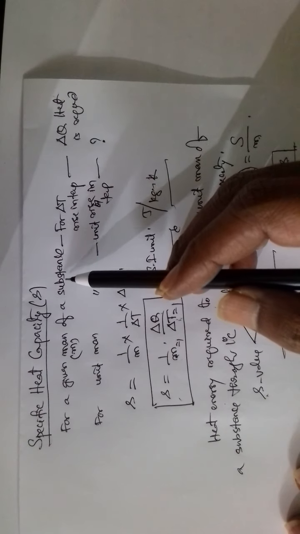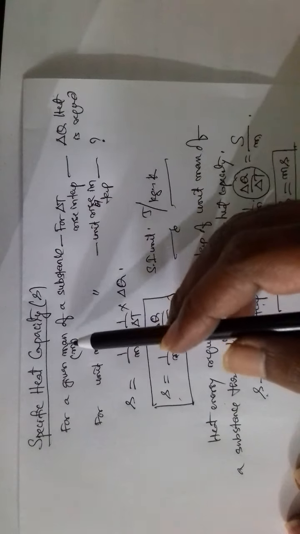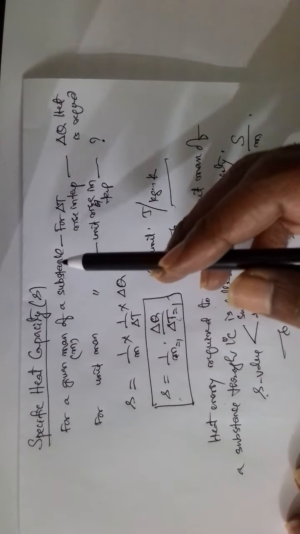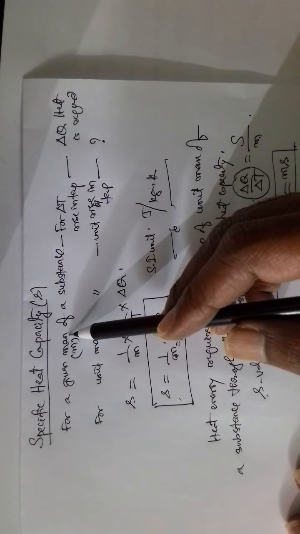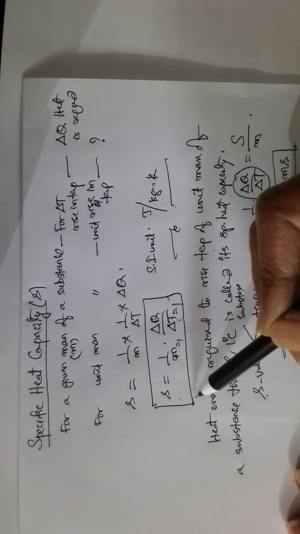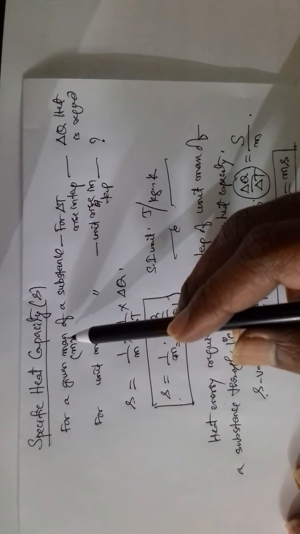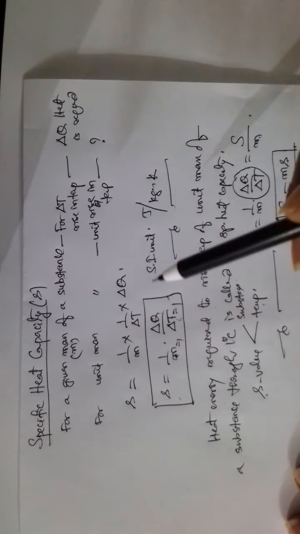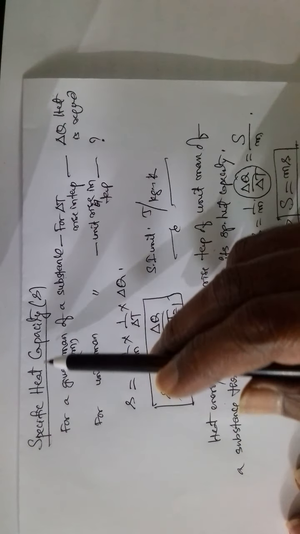Here, amount of substance is taken as a mass, and the mass is in kg. So if you take amount of substance in mass, then we call this specific heat capacity. If instead of mass in kg, you take moles of a substance, then it is called molar specific heat capacity.